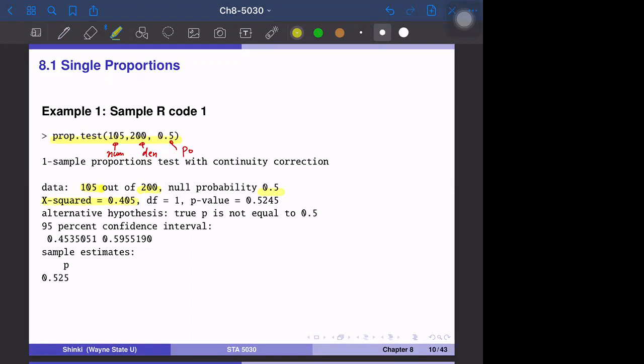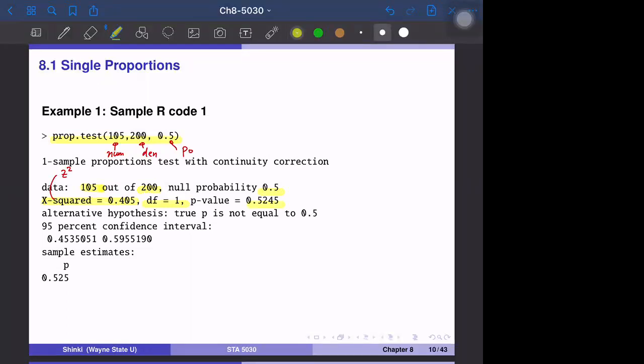Then the X-squared value is reported. So this is basically the z squared. The square of a standard normal random variable is called a chi-square distribution with df 1. So that's why R reports this as chi-squared and df 1. So that means we always do a two-sided test here. And the p-value becomes 0.5245.